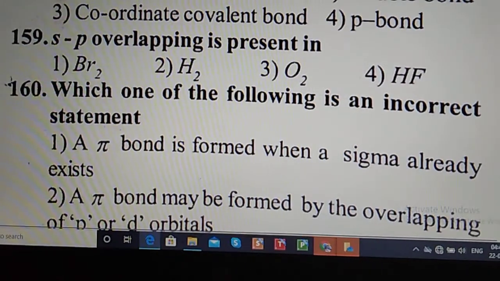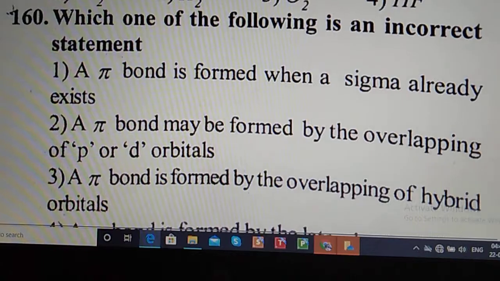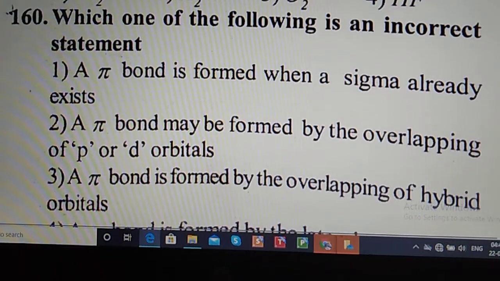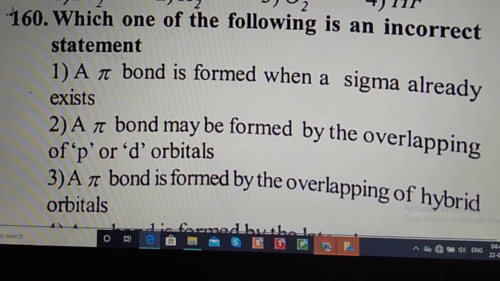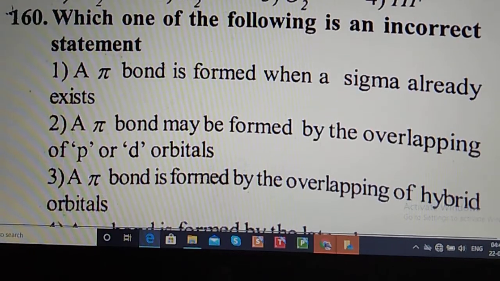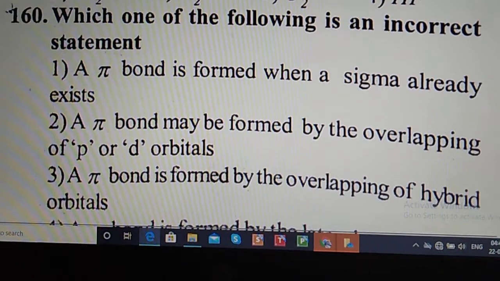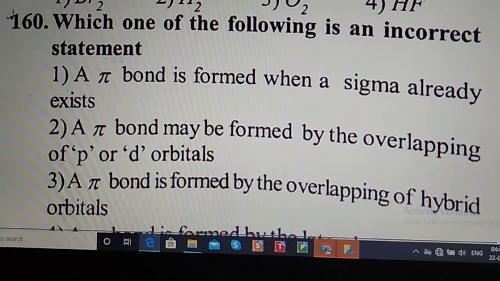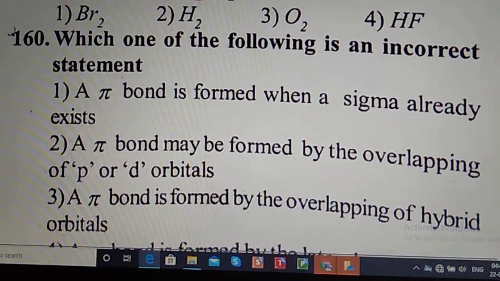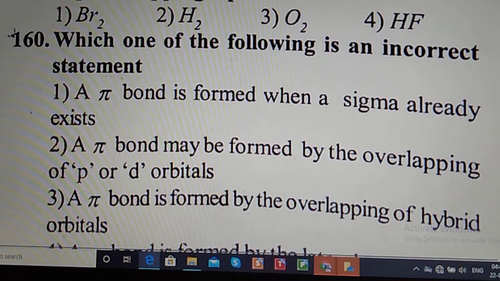Now let us move to question number 160, student. Which of the following is an incorrect statement? Incorrect means wrong statement. A pi bond is formed when a sigma bond already exists. That is the correct statement, that is no problem. We have already seen this in the hybridization of ethene.